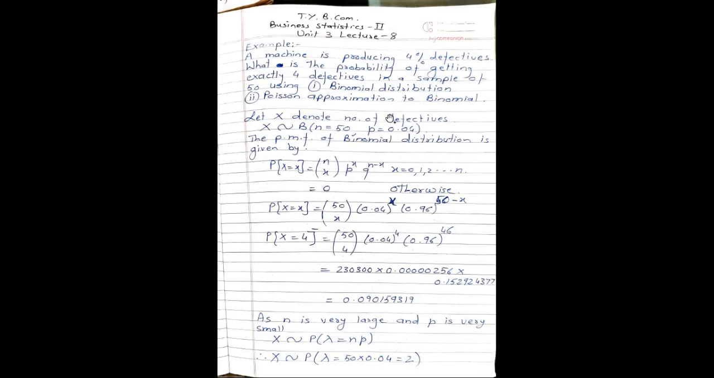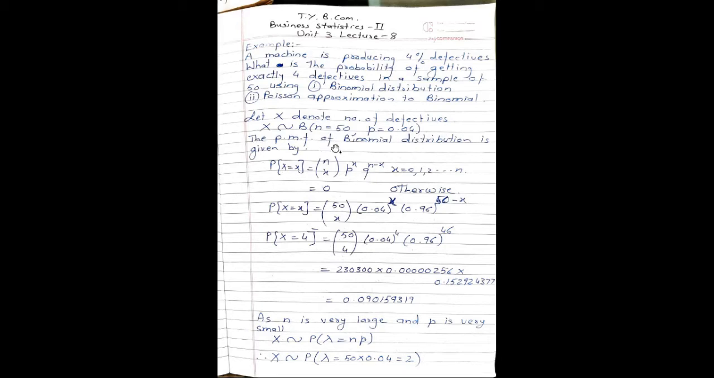defective, non-defective, it's a Bernoulli trial. So we will define X as success. Getting defective is my success. So we will define X accordingly. Let X denote number of defectives. Therefore, X follows binomial with n is equal to 50 and P is equal to 0.04.